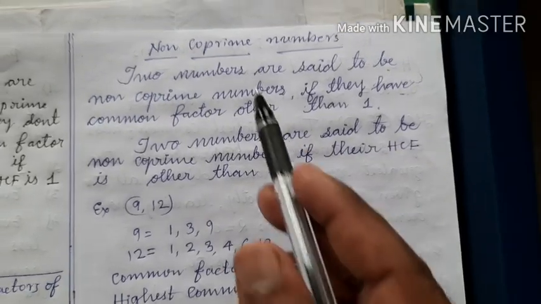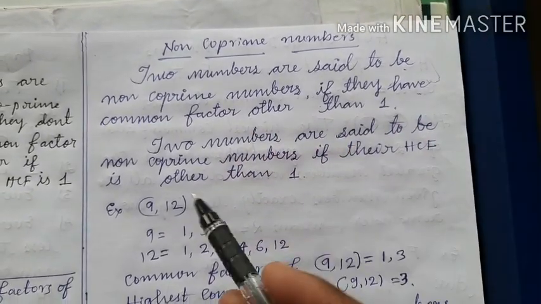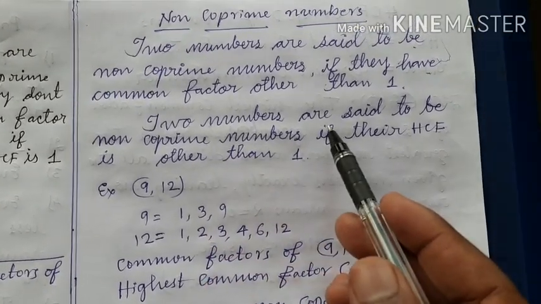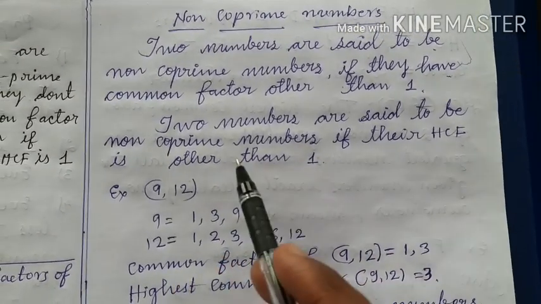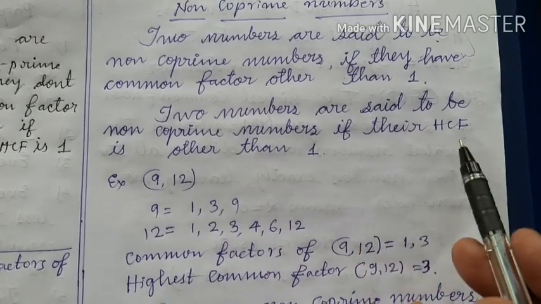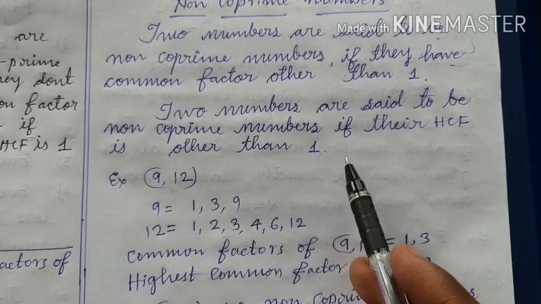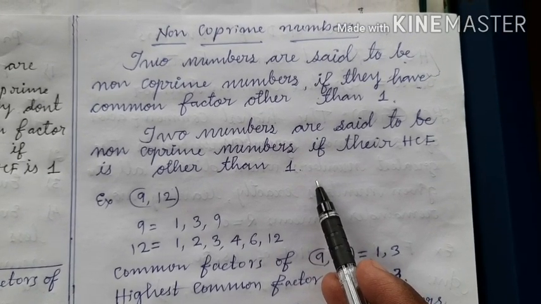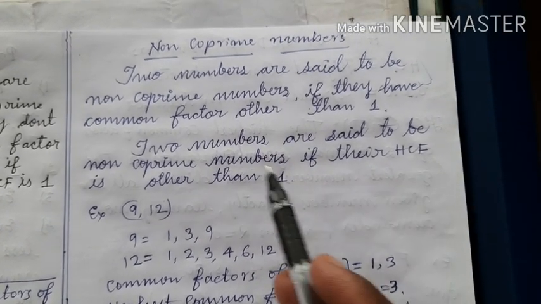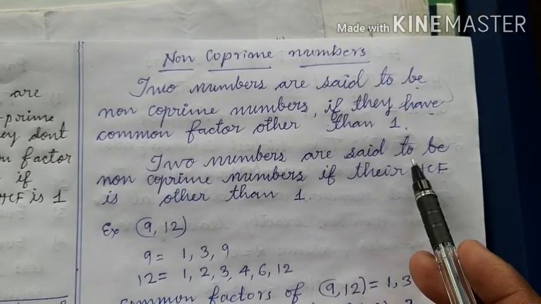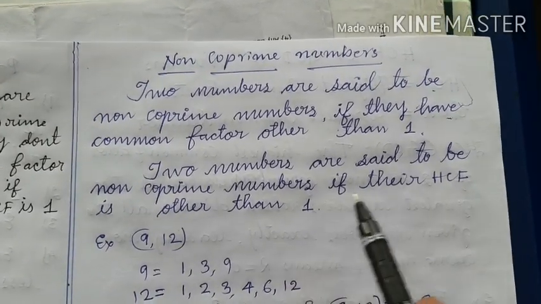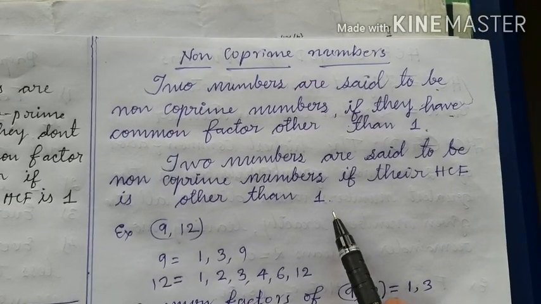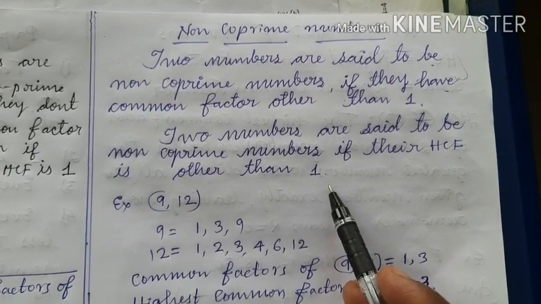The non-co-prime numbers are also defined in one more way. How? Two numbers are said to be non-co-prime numbers if their HCF is other than 1. Okay children, we can also define non-co-prime numbers like this. Let us justify the answer.